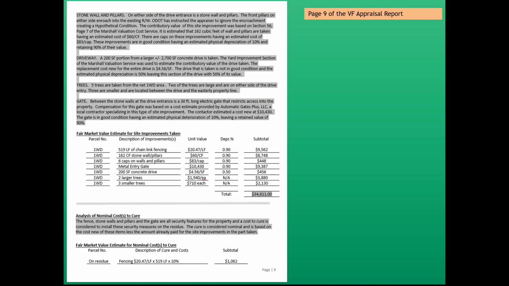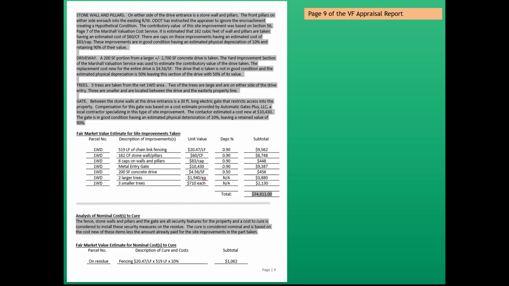So I move this on to the next page, and you can see at the bottom, we actually did the math. The 519 lineal feet of fencing times $20.47 times 0.90 equals $9,562.